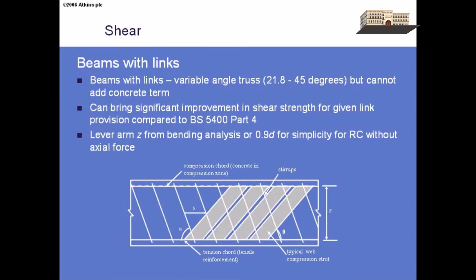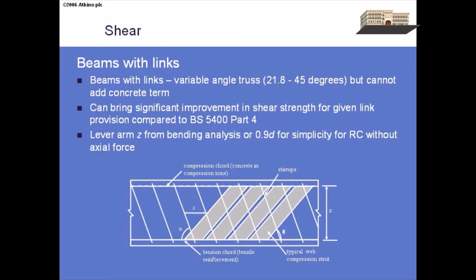So that's without any links. If we have links, then we have the same sort of truss model that was hidden behind BS500. But whereas BS500 had a truss model where we had inclined compression struts which were fixed at 45 degrees. It didn't tell you that in the code, but that was the background. We had struts fixed at 45 degrees.